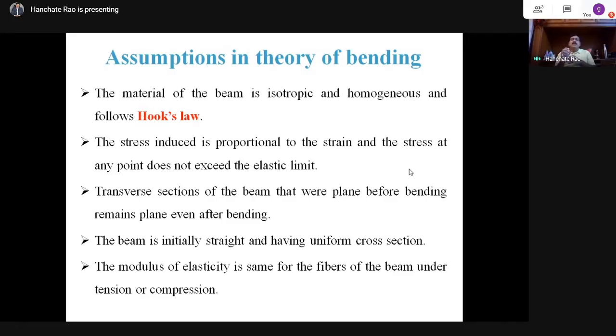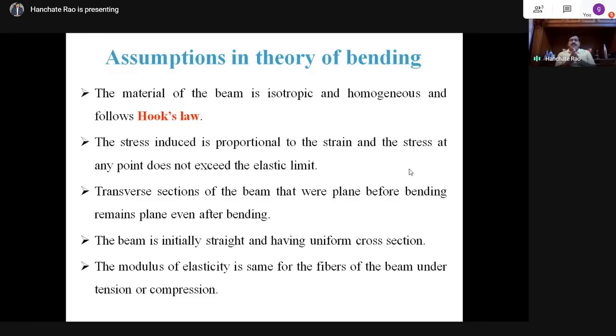What is the assumption? The plane normal sections of the beam remain plane even after bending. Plane normal sections which are plane and normal before bending remain plane even after bending. That is our assumption. Because of this assumption, we are assuming that the strain is proportional to the distance from the neutral axis, or otherwise the variation of the strain is linear across the depth of the beam. So this point you have to understand very clearly.